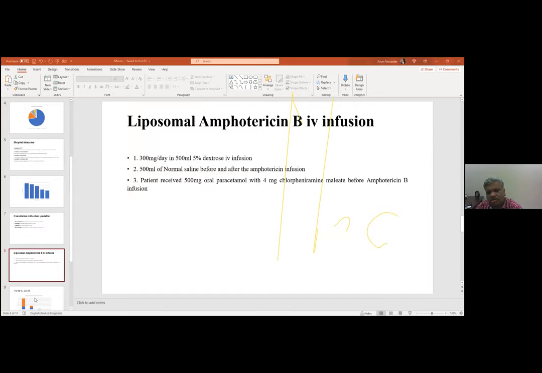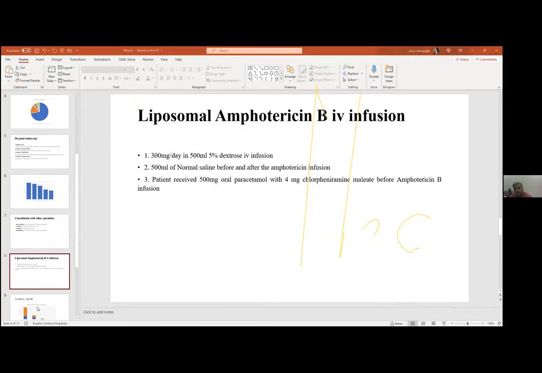We pre-hydrate the patient with a pint of normal saline, then give amphotericin, and then post-hydrate with one more pint. Many patients develop some kind of fever, rash, or chills, and so we always give an antihistamine. Patients get antihistamine and paracetamol as an IV infusion prior to the amphotericin infusion. So if we are able to give 300 milligrams a day, we are able to give the entire dose of 2000 milligrams in simply 7 days.